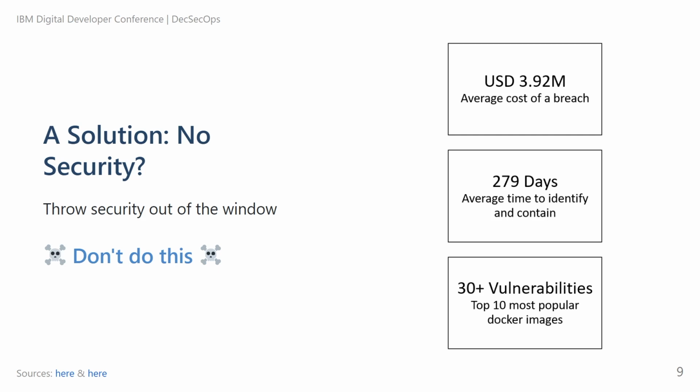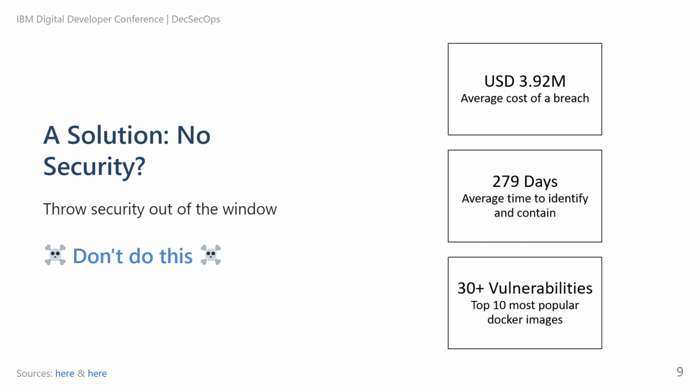The average cost of any breach is about $4 million in the US. From the time it starts happening until you figure it out and contain it and you're done, takes about 300 days. That's almost a full year. And if you're going to say, I'm just going to trust what other people do, just a little information for you. The top 10 most used containers on Docker Hub, they all have 30 or more vulnerabilities in them. So really, even if you're going to go with what somebody else thinks is okay, you're still not safe.